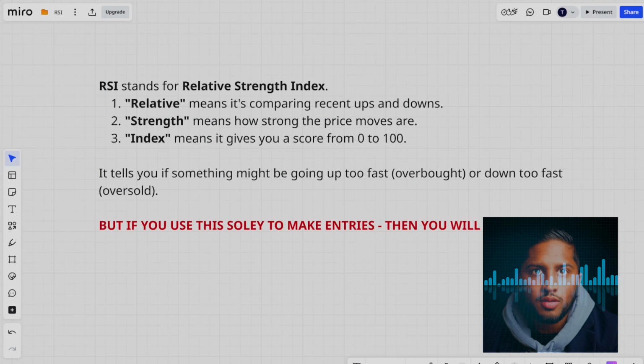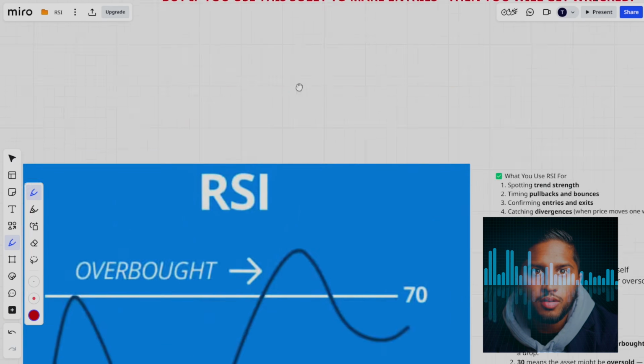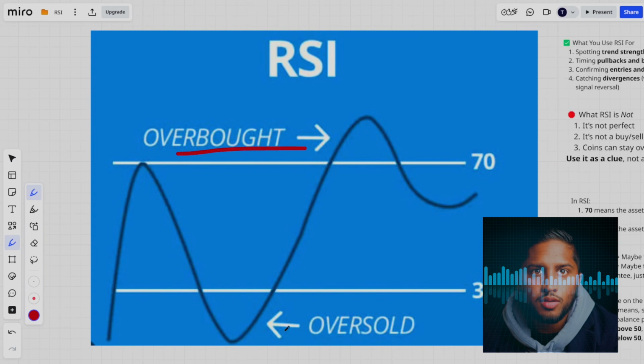Let's very quickly get into the basics of RSI so that we can then go into a chart and actually look at real examples and how to use it in trading. RSI stands for Relative Strength Index. Relative means it's comparing to recent ups and downs. Strength means how strong the price moves are. An index means it gives you a score from 0 to 100. It tells you if something might be going up too fast, overbought, or down too fast, oversold. If you use this solely to make your entries, then you will get wrecked. Please keep that in mind. Here is RSI overbought, RSI oversold, and then this is the middle, or the 50.